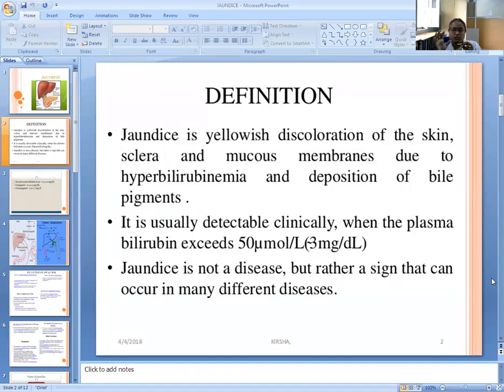So jaundice is not a disease actually. It is not a primary disease. It is rather a sign of an underlying disease. You have to find out the cause of jaundice.